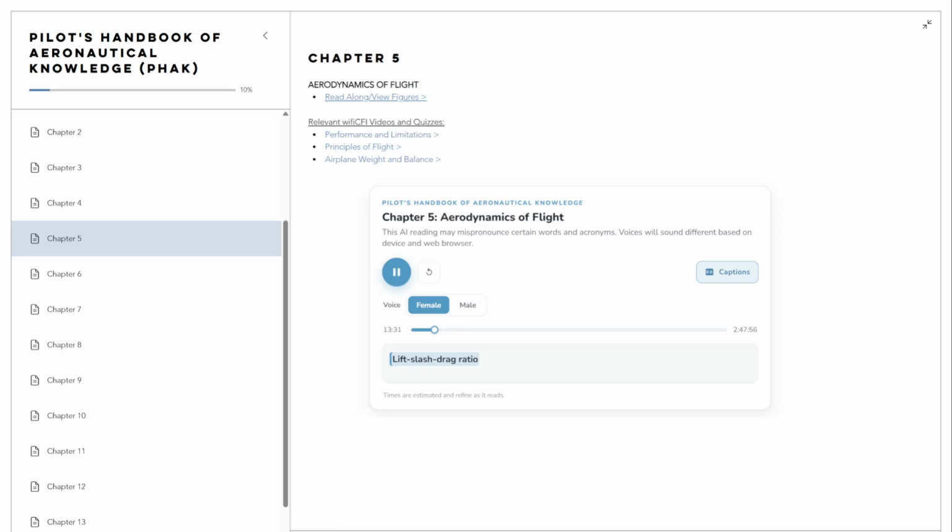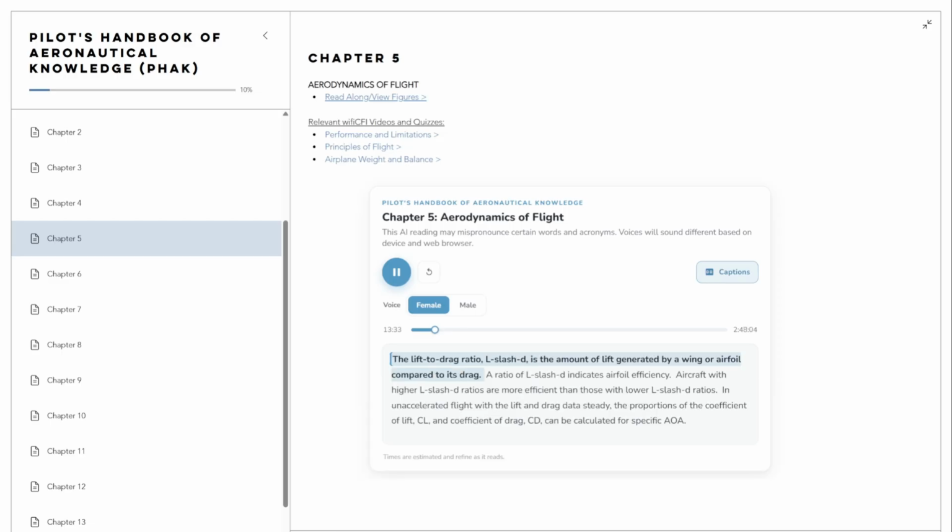Lift/drag ratio. The lift-to-drag ratio, L/D, is the amount of lift generated by a wing or airfoil compared to its drag. A ratio of L/D indicates airfoil efficiency. Aircraft with higher L/D ratios are more efficient than those with lower L/D ratios. In unaccelerated flight with the lift and drag data steady, the proportions of the coefficient of lift, Cl, and coefficient of drag, Cd, can be calculated for specific AOA.